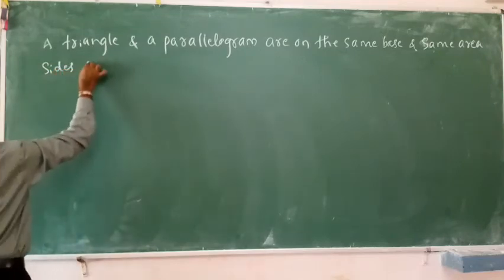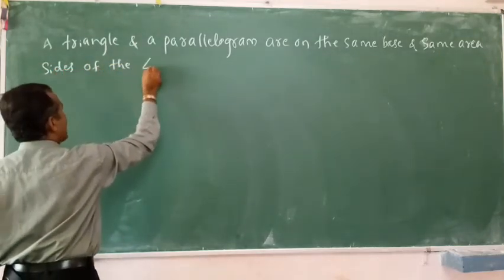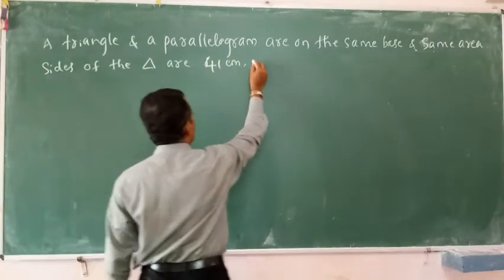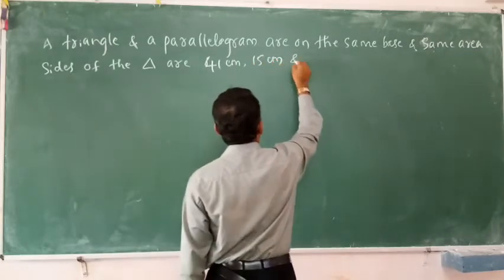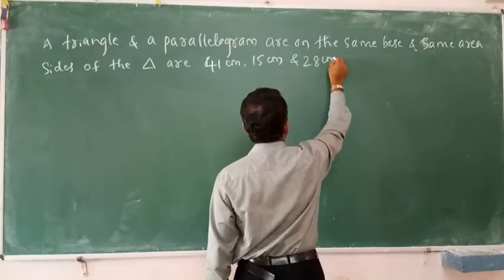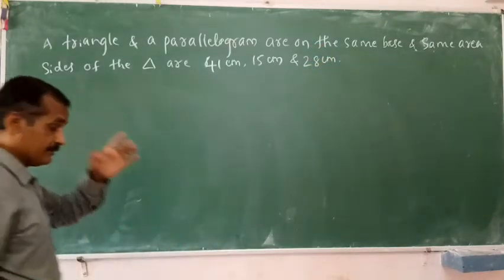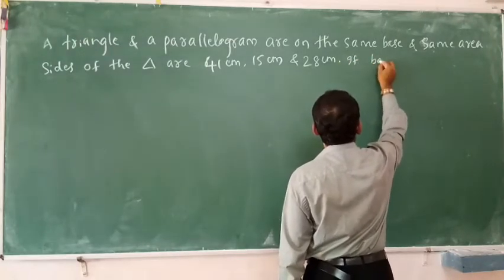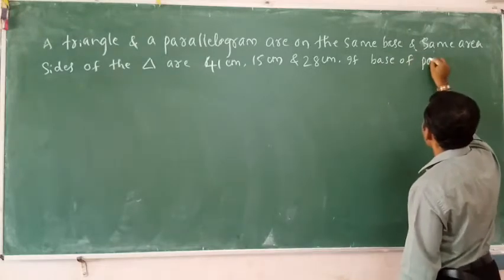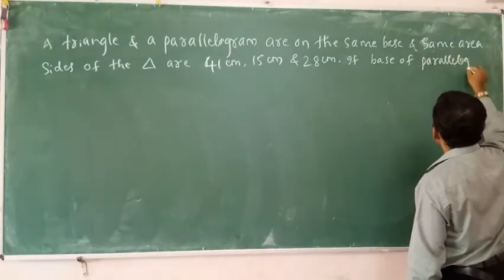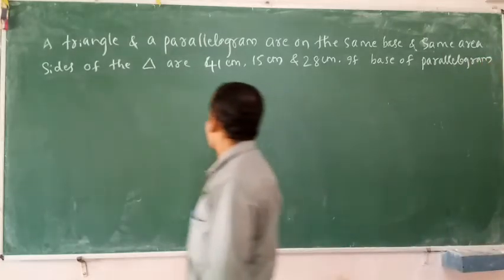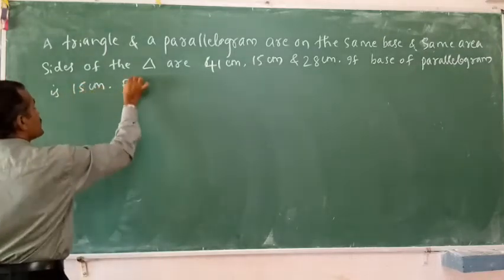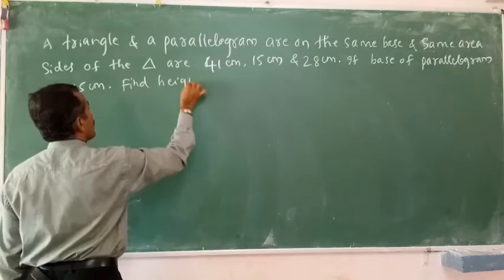Sides of the triangle are 41 centimeter, 15 centimeter and 28 centimeter. If the base of the parallelogram is 15 centimeter, find the height of the parallelogram.